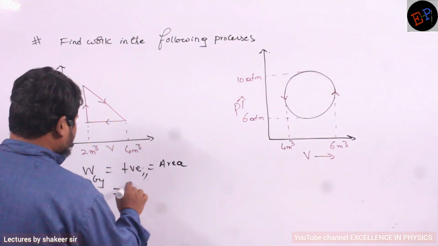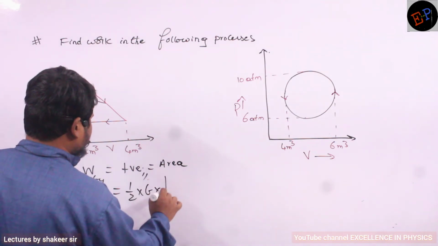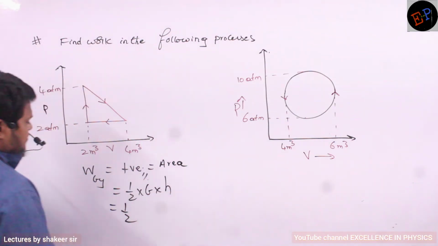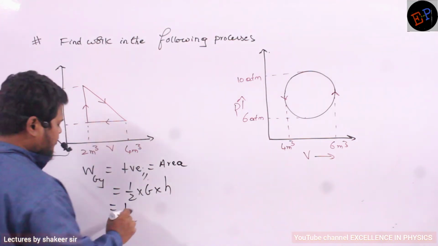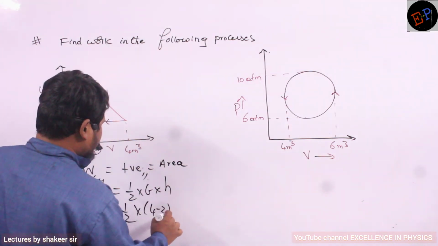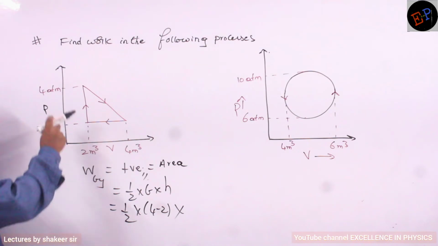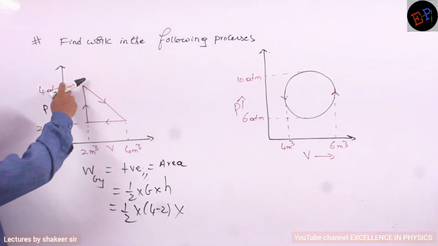So I will write half into base into height. What is the base? Base is 4 minus 2. This is the length of the base. And what is the height? Height is also 4 minus 2.